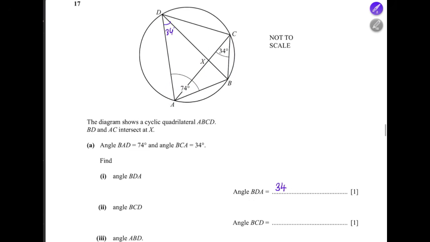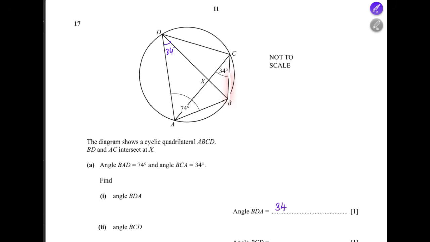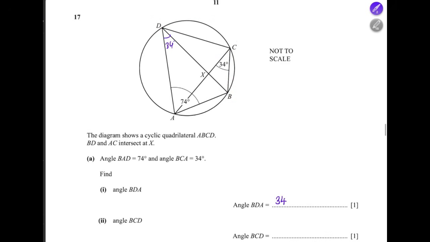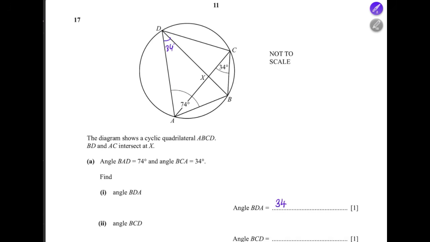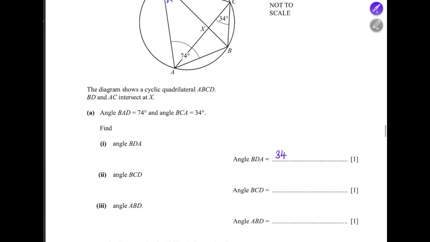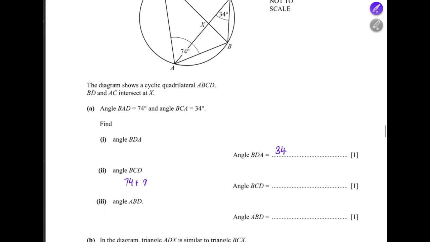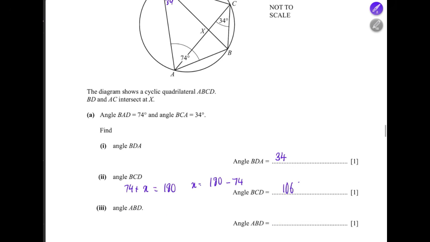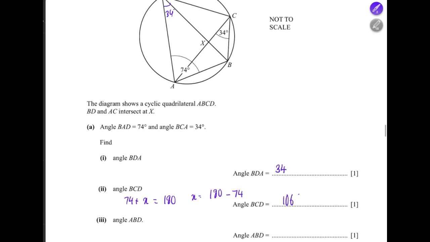Then find angle BCD. Remember, in a cyclic quadrilateral, opposite angles add up to 180. So 74 plus x equals 180. So x equals 180 minus 74, and that is going to be 106. So BCD is 106. That means this entire thing is 106.